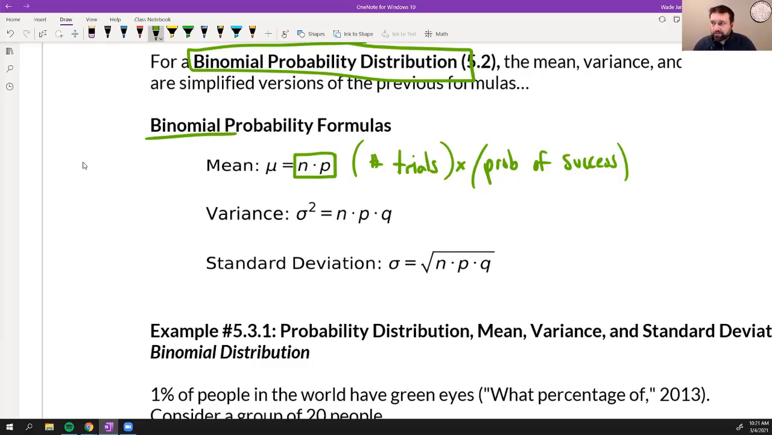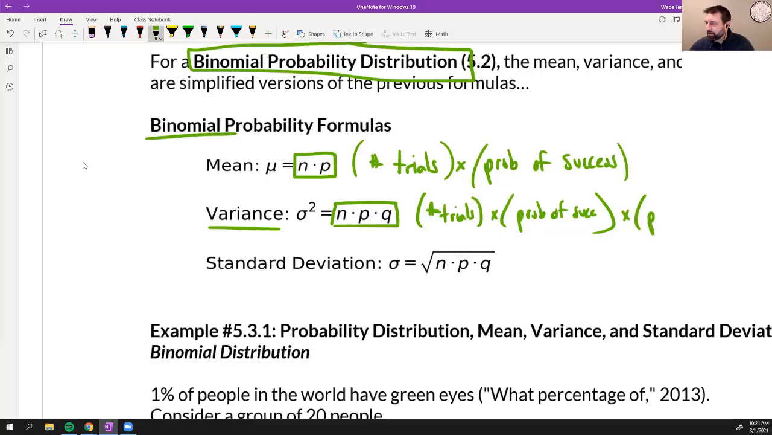To find the variance, again, it's so easy. You take N, you multiply it by P, and you multiply it by Q, and that's it. So again, you take the number of trials, you multiply it by the probability of success, and you multiply that by the probability of failure. N times P times Q, and you're done. To find the standard deviation, you just square root that NPQ.